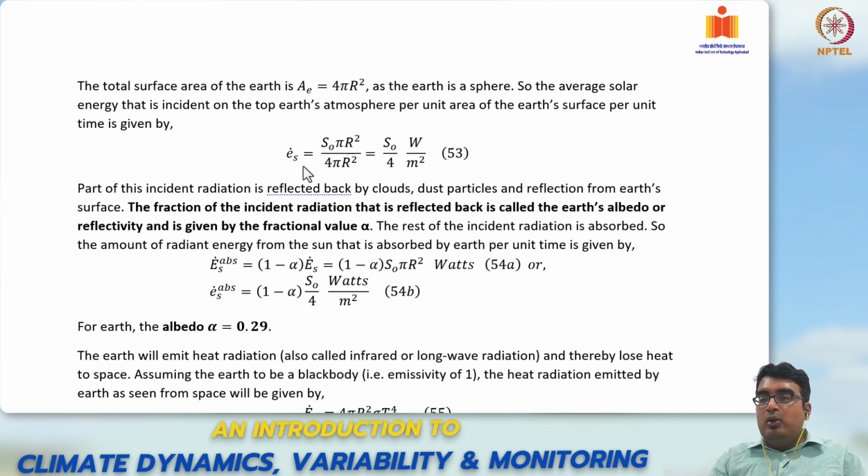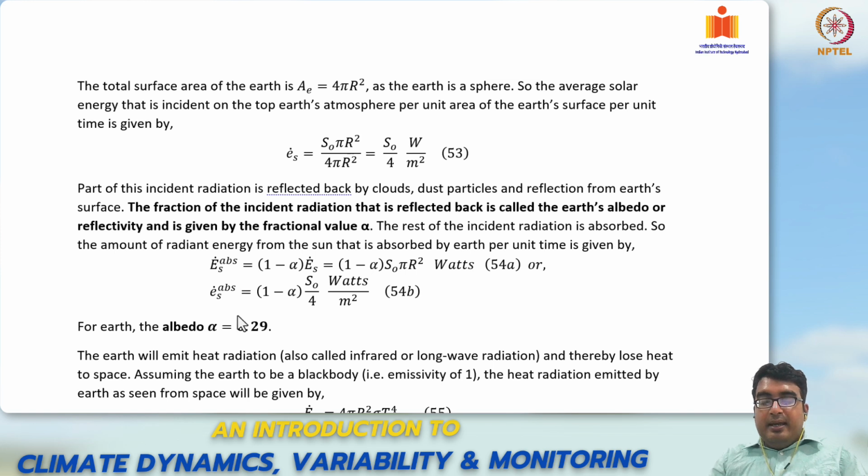So, this is the total solar flux. A fraction of this is reflecting back to space, and the fraction is getting absorbed by the Earth. So, the actual energy being absorbed by Earth and its atmosphere-ocean system is capital E dot S absorbed, equal to (1 minus alpha) into E dot S. This is the reflected part. So, 1 minus alpha is the absorbed part. So this is (1 minus alpha) S0 pi r square watts. And if you do it in watt per meter square, then it's (1 minus alpha) S0 by 4 watt per meter square, which is small E dot S absorbed.